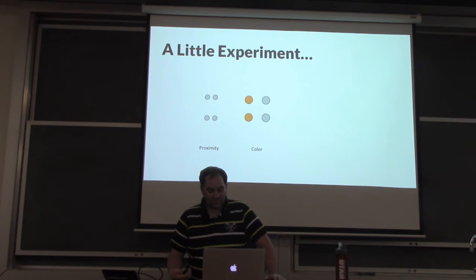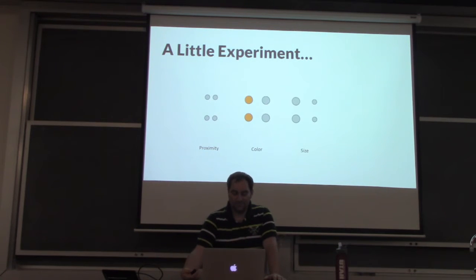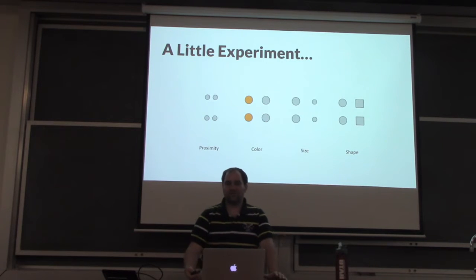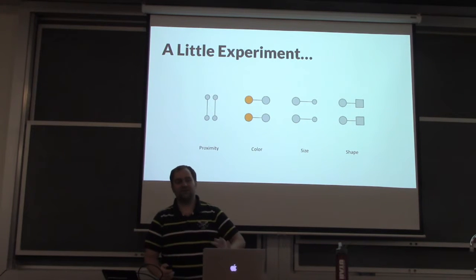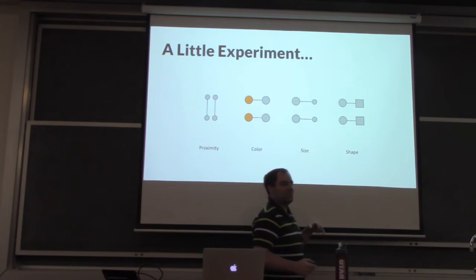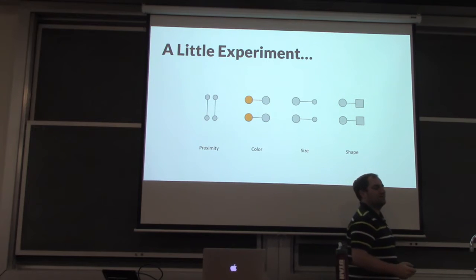Proximity, color, size, shape. All of those are now clearly grouped, and now I'm going to make just one change. And this overrides the grouping completely. Now, in your mind, you're grouping by connectedness.